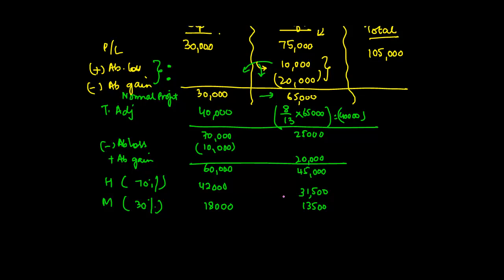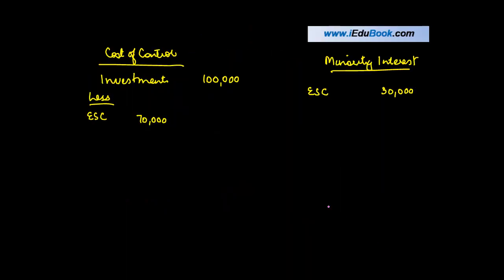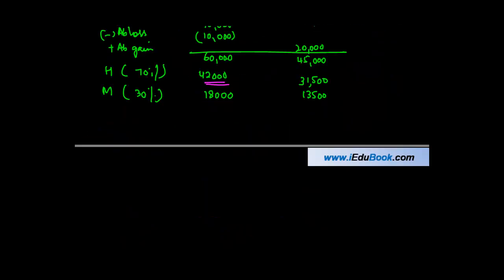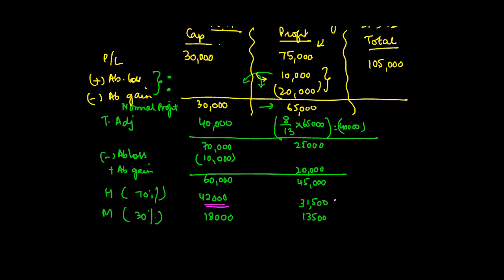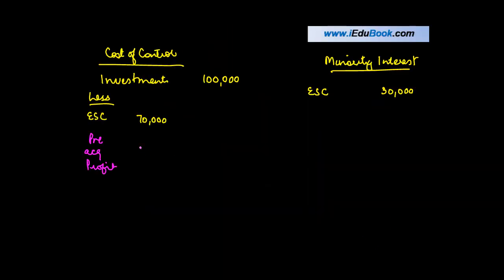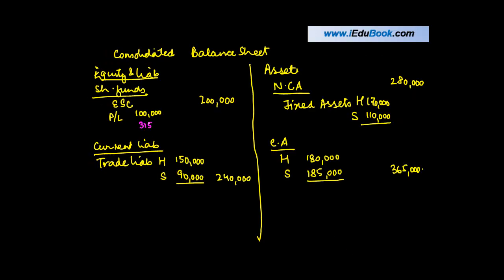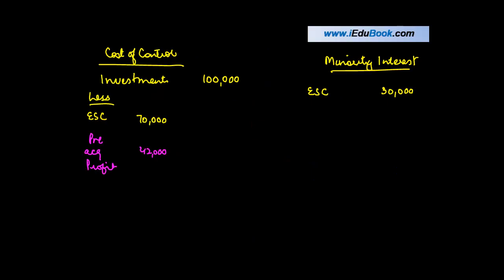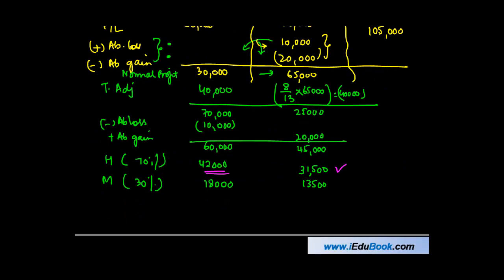Now I need to take these respective balances to the respective places. So this is the pre-acquisition profits. So obviously this is going to go and reduce my cost of control. Pre-acquisition profit, how much is the number? 42,000, right? And 31,500 is the profit. So 42,000 comes here. 31,500 I can just add to the consolidated profit and loss account. Now this becomes consolidated profit and loss account plus post profits, 131,500, right?